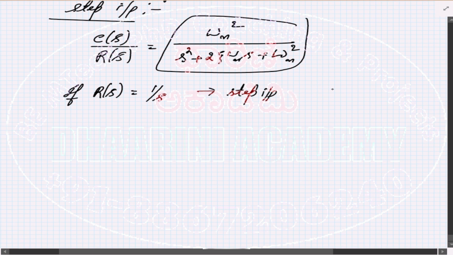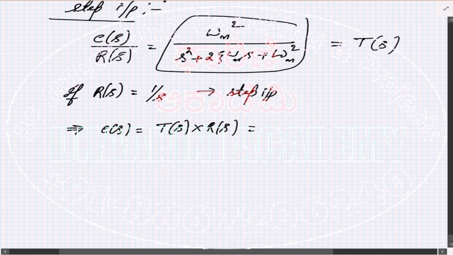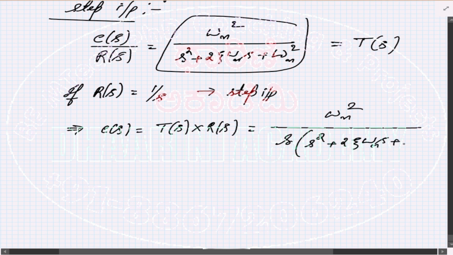All right. So step means R of s is 1 by s. So this implies C of s is equal to the transfer function, T of s, into R of s. Now let's write the term. This is equal to omega n square divided by s, which comes because of R of s in the denominator, into s square plus 2 times zeta omega n s plus omega n square.